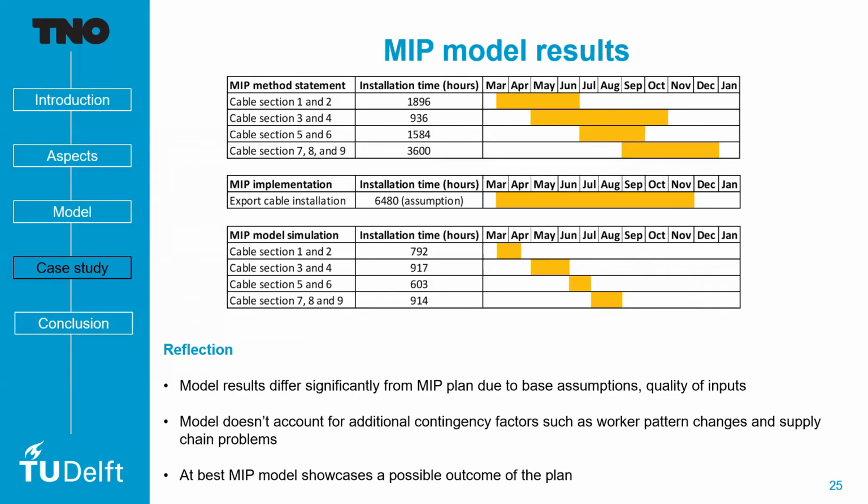But on the model, however, the MIP model simulation showed a result where the work took place from March all the way until August. And as you can see, this is very far off. This is very far away from the actual results. And the reasons are because of many numerous uncertainties that were not taken into account in the thesis model.